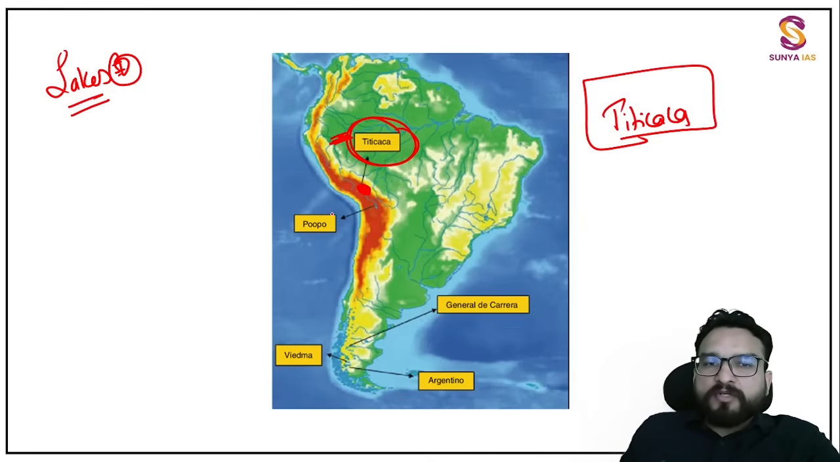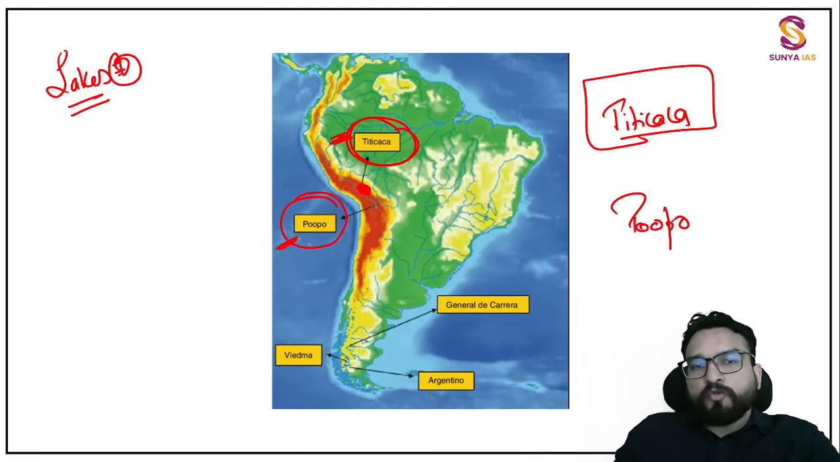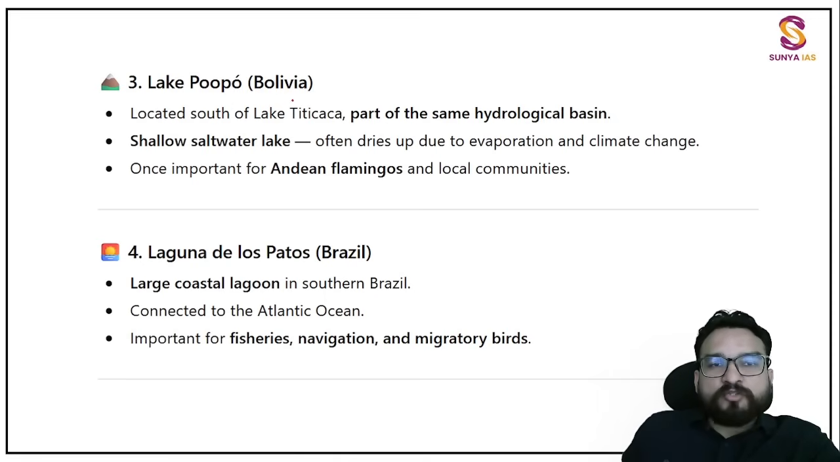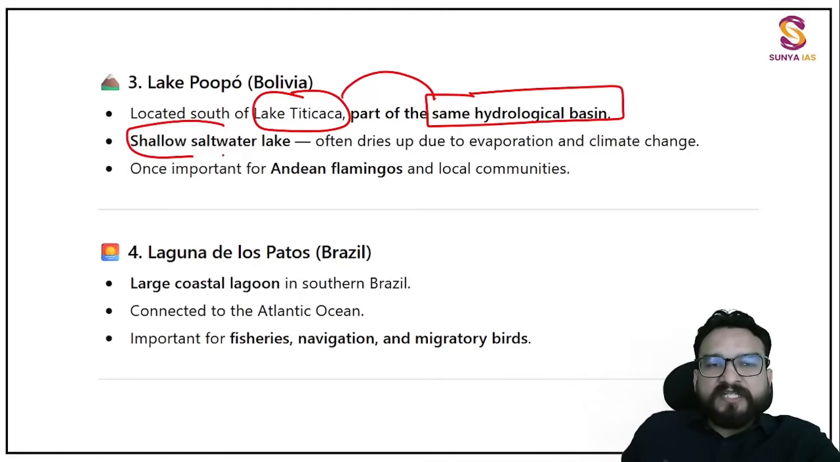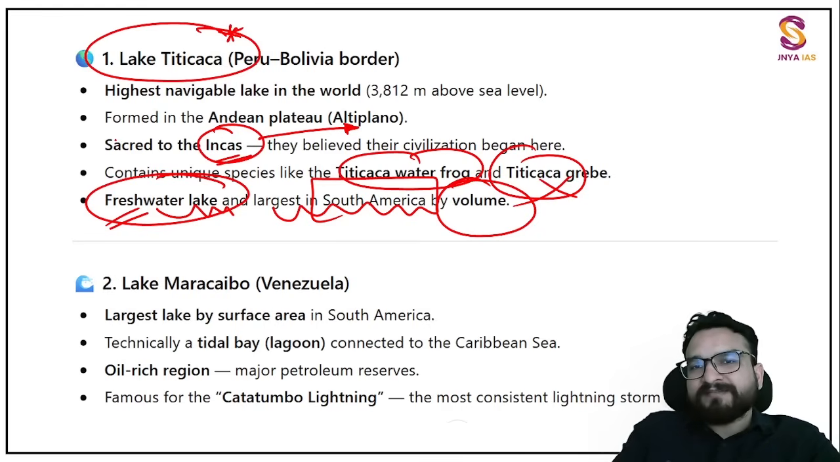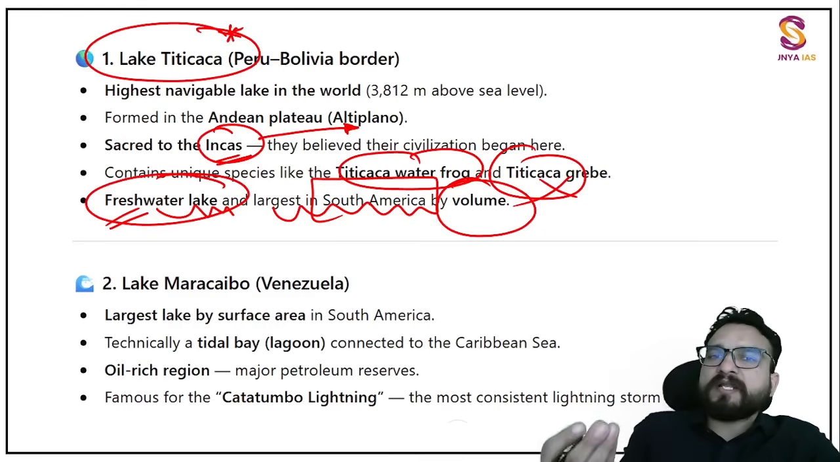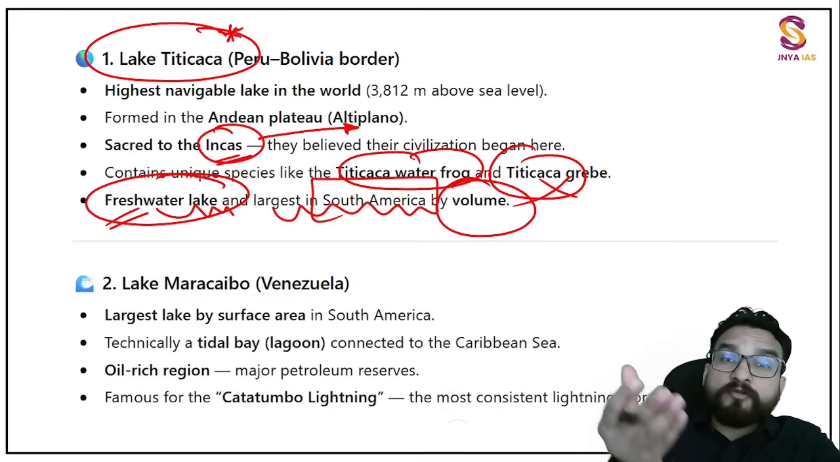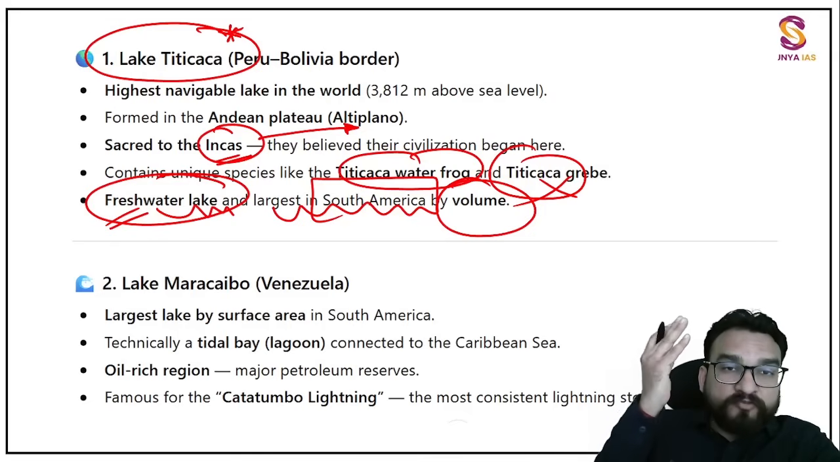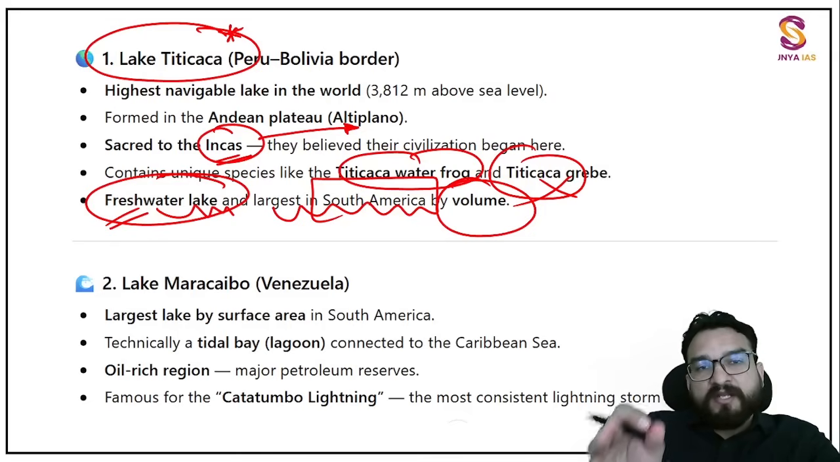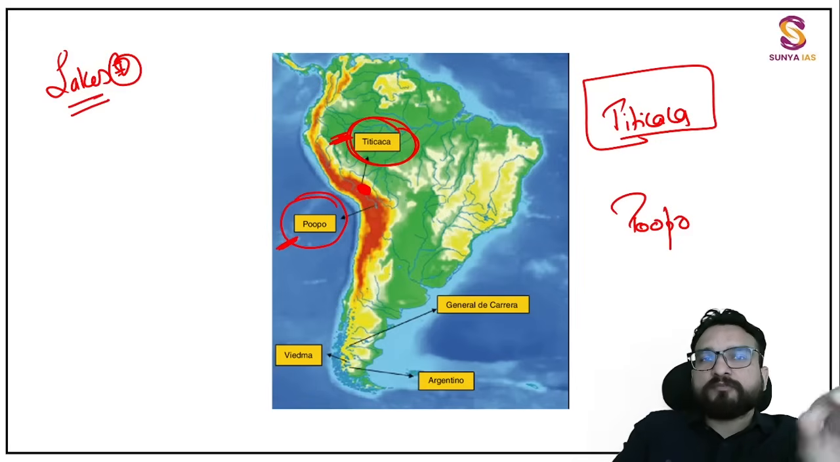Okay. Another important lake which is in Bolivia is Lake Poopo. So Lake Poopo is located south of Titicaca, part of the same hydrological basin. It is a shallow saltwater lake. More than enough, you do not need more than this from here, because we have just started lakes of South America. In South America there are fewer lakes. When you go into the African continent, you will find around 15 to 20 lakes which you have to remember, and you are seeing how they are giving the questions, right? So by the name you should know that okay, it is from the South American continent, related to this country. That is more than enough.